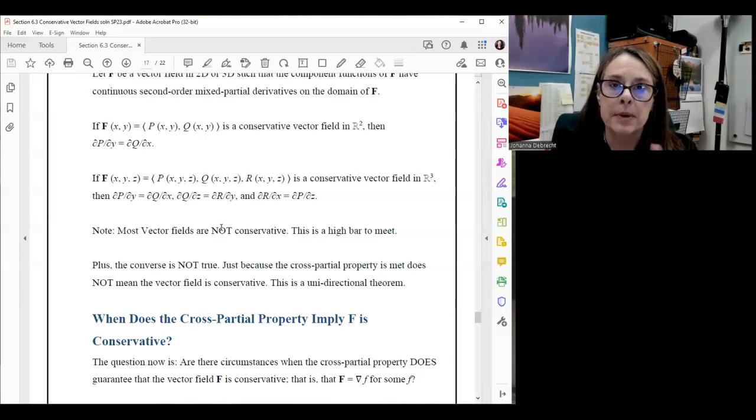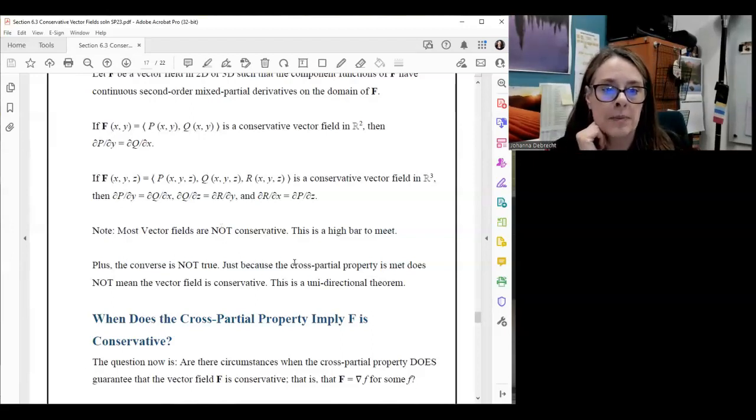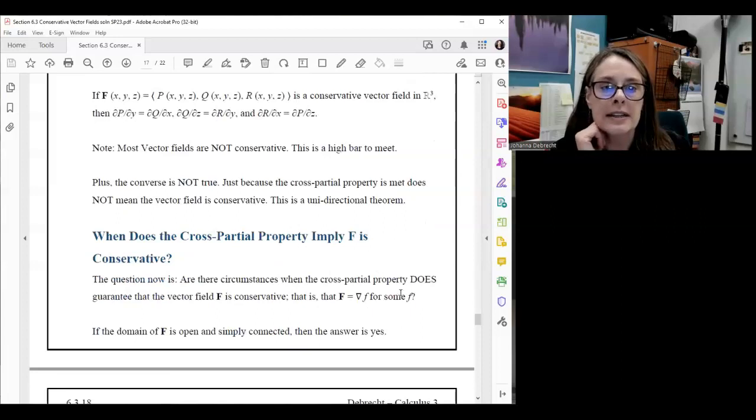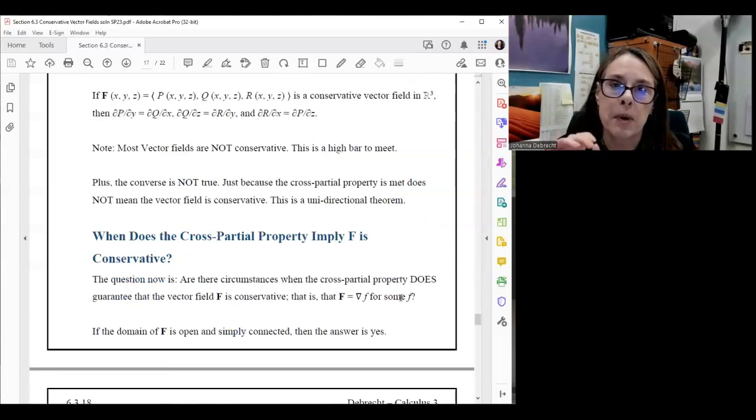The partial of some potential function with respect to y and then z is the same as the partial with respect to z and then y, etc. Now, this is a very high bar to meet, all right? So it's not typical. But our question is, when is it enough for the cross-partial property to imply that the vector field is conservative.